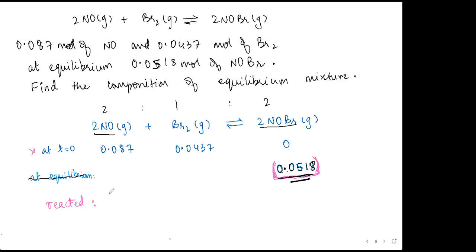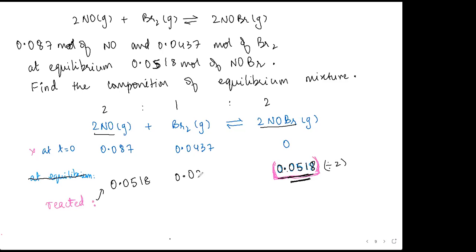Yeah, Mayas? 0.05. Exactly. So at the end, if we got this much of NOBr, it means that this much has reacted. And how much of Br2 has reacted following the same logic? Half of 0.05. Correct, half of this much. So that would be what? This divided by 2, right?